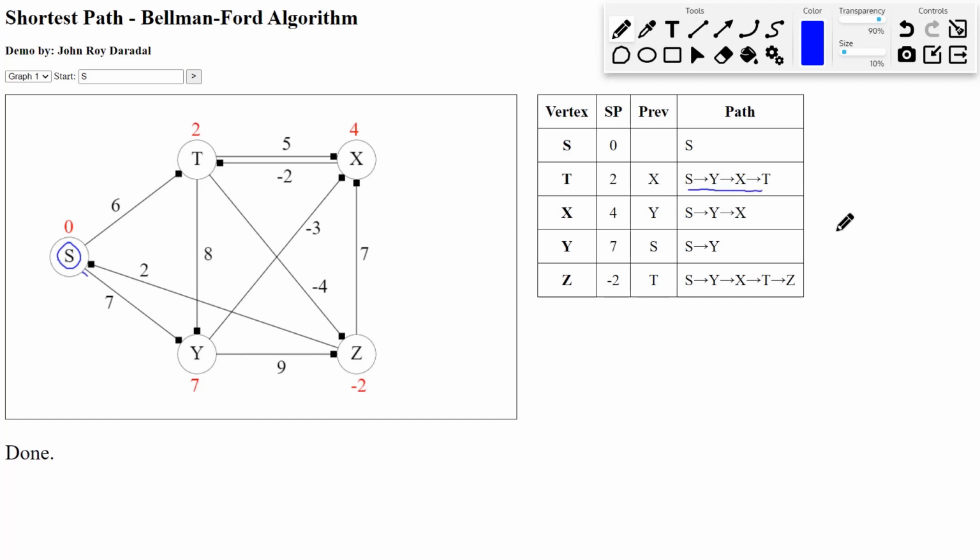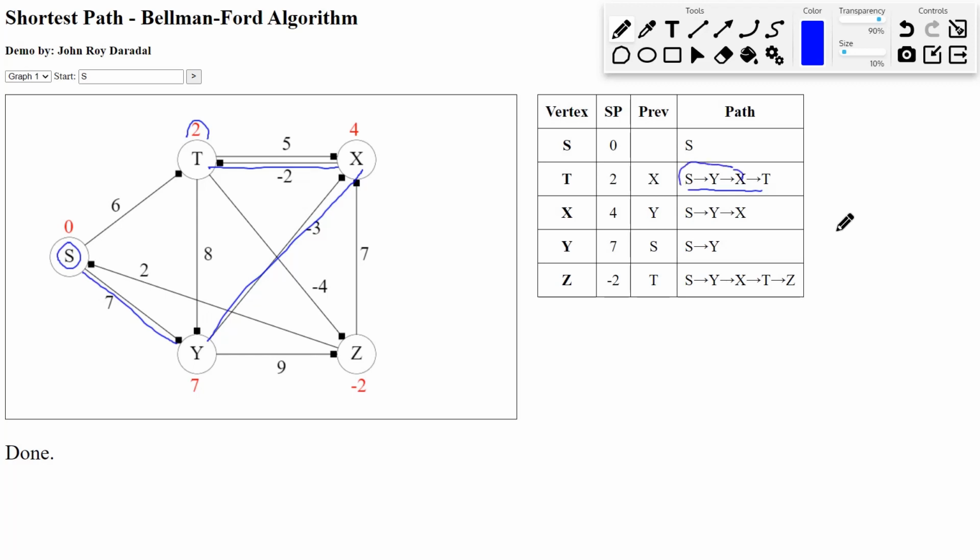So S to Y is 7, minus 3, that's 4, minus 2, 4 minus 2 is 2. That's why we get 2. Okay, so that is the shortest path, S, Y, X, T. Now for X, well, it's the same path here, S, Y, X.